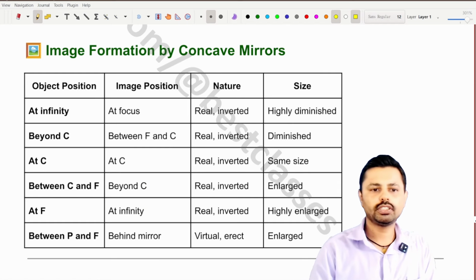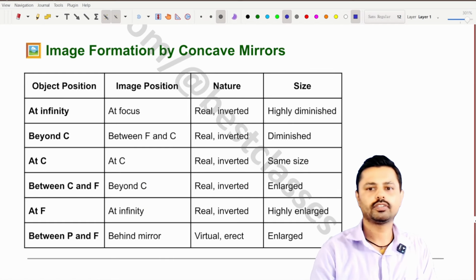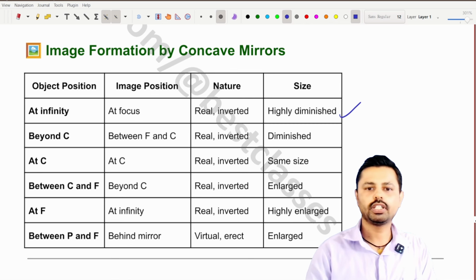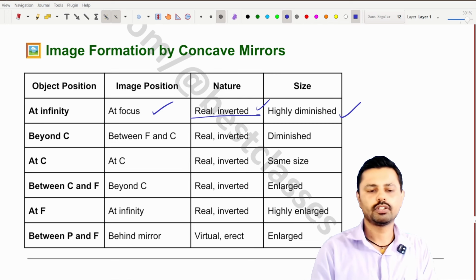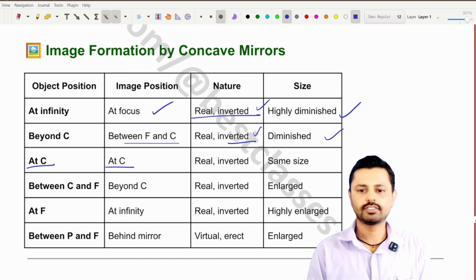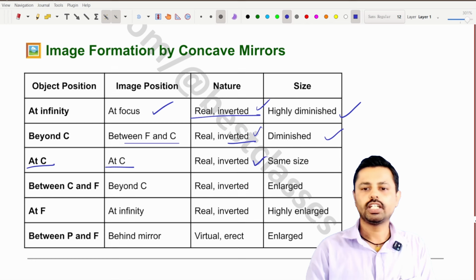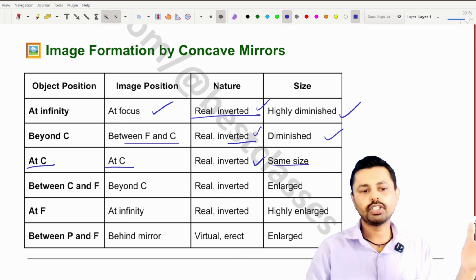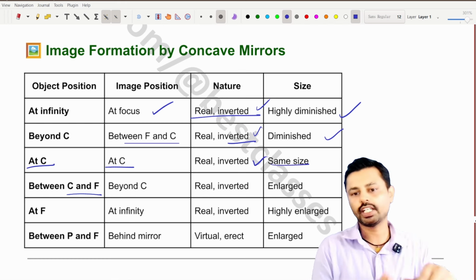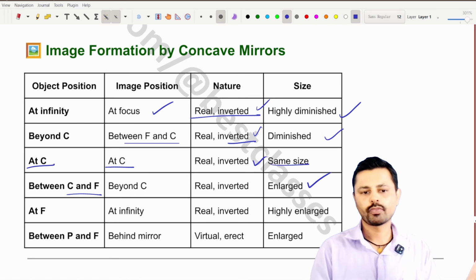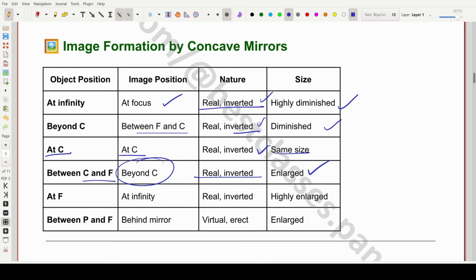We just learned that when the object is at infinity, the image is small, real and inverted, and at the focus. Beyond C, the image is between F and C, real, inverted and small. In the starting I said that when the object is at C, the image is also at C, real, inverted and the same size. But it becomes bigger, enlarged, when you bring the object between C and F, center and focus. It will be virtual and erect at only one condition, if it is between P and F, very close to the mirror, as we observed just now.